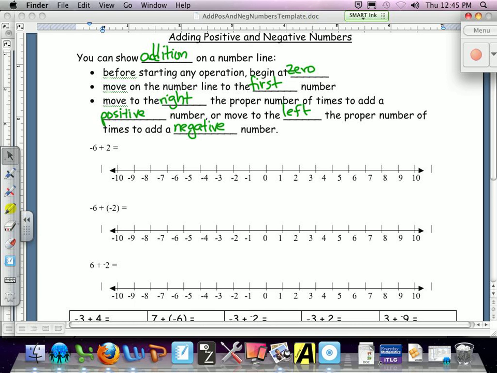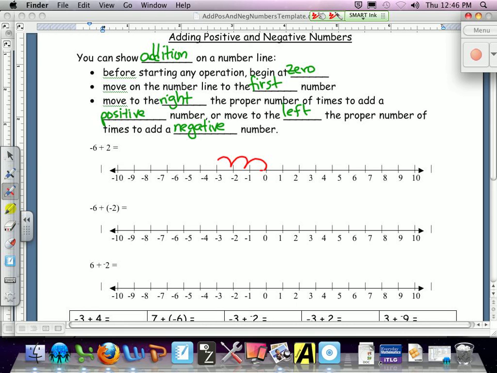And that's a little explanation of how we're going to show it. Now we're actually going to show it. So this first one, -6 plus 2. I'll show the bouncy way first. You start at 0. Oh, not quite lined up. Hopefully you're lined up better.